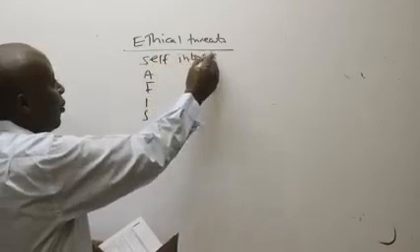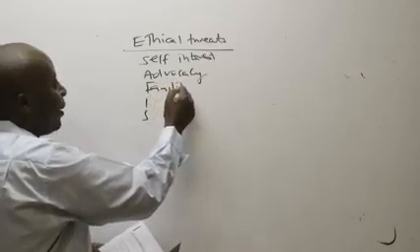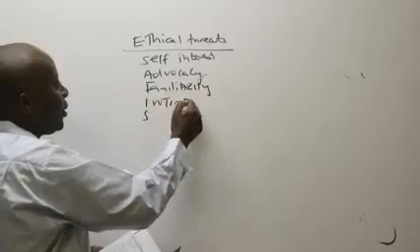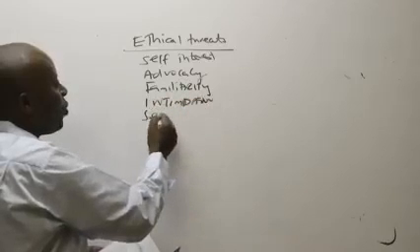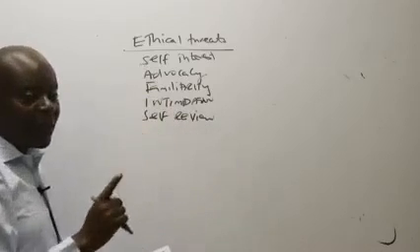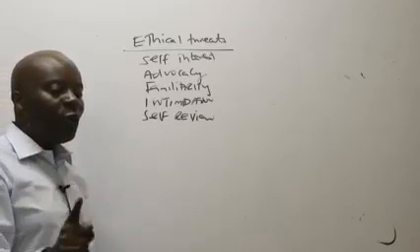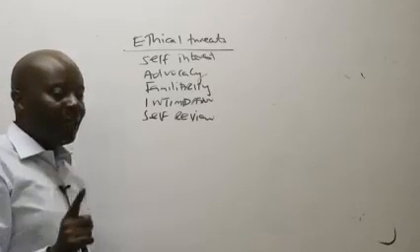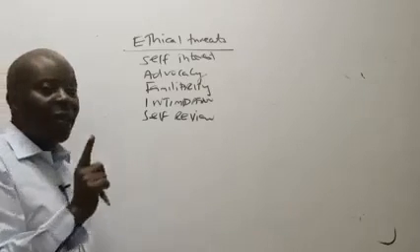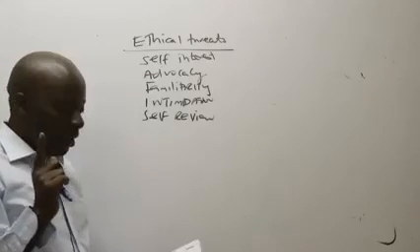So of course, for ethical threats, we have self-interest, advocacy, familiarity, intimidation, and self-review. Remember that you have to consider these ethical threats before you accept an appointment or before you renew your auditing engagement. If you feel that these threats are too high and you can't put in enough safeguards, please reject the job.